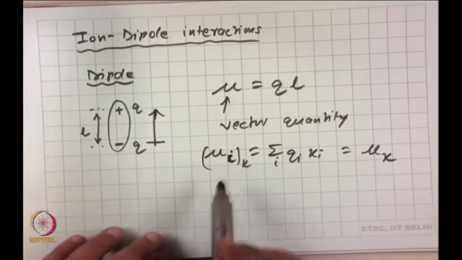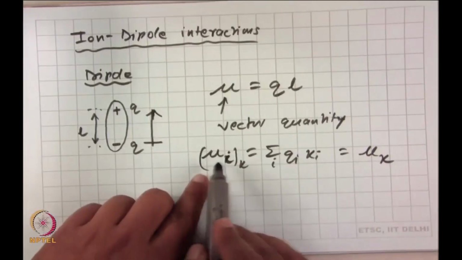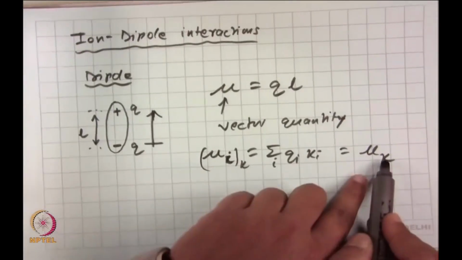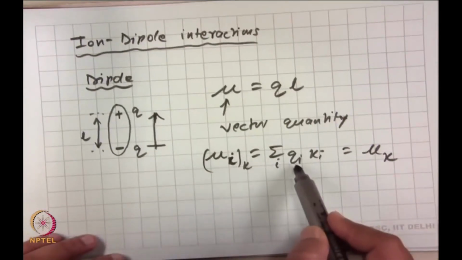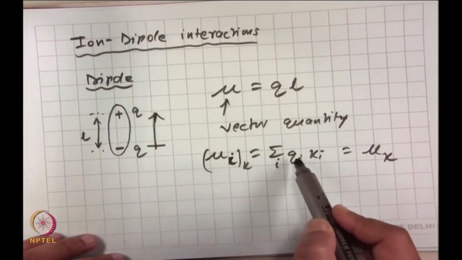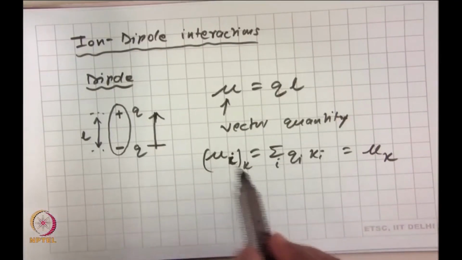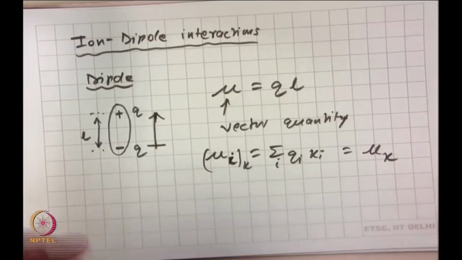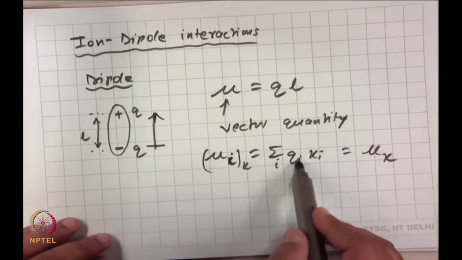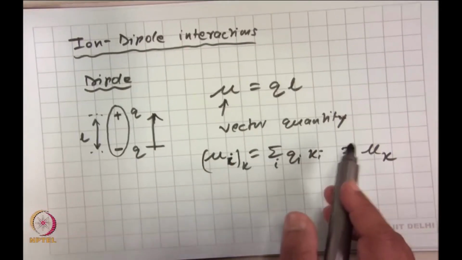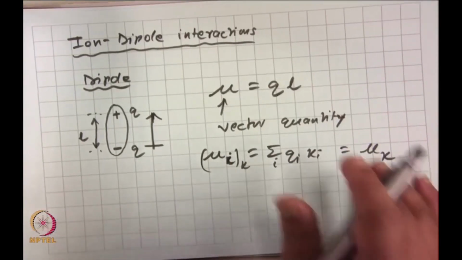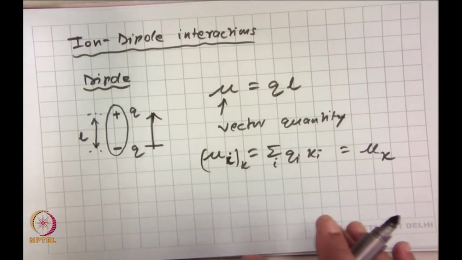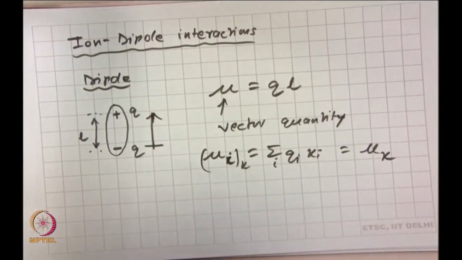What does it mean? That means the total dipole moment, look at this, mu_x in the x direction is equal to a summation of what? All the charges, where i means the respective charges q_i, and x_i is the x coordinate of that charge. You are summing over all the possible interactions it can have. That means you have one charge and it can interact with many other dipoles. So you are summing over all dipoles in the x direction.